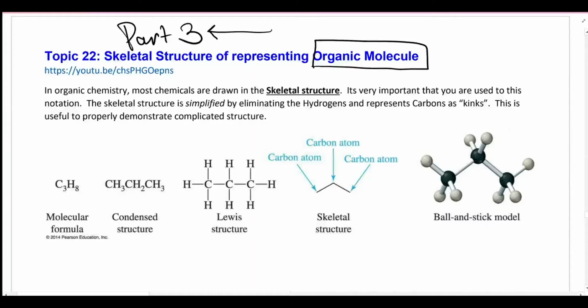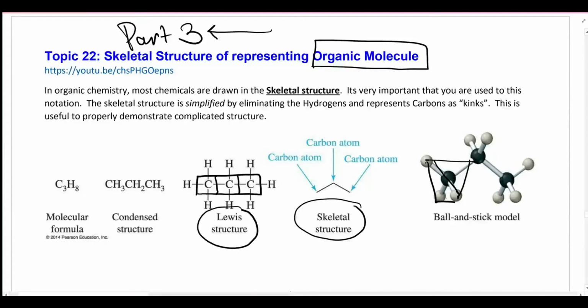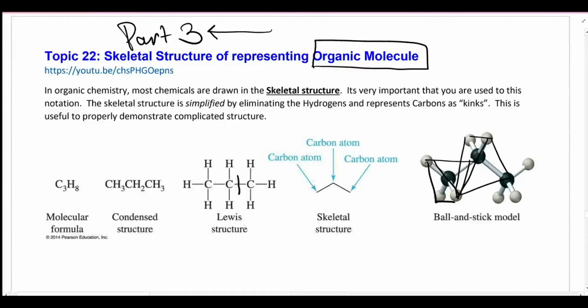Now, the skeletal structure is basically an improved version of the Lewis structure. You can see that in the Lewis structure here, all the carbons seem to be linear from one another. But of course, individually, they're all tetrahedral. Right? So this is our tetrahedral. So what we want is a model that describes how the bonds are going, as well as the geometrical properties. And the last thing is that we want to be able to draw it very easily as well. In order to do that, we come up with the skeletal structure, which looks like this.